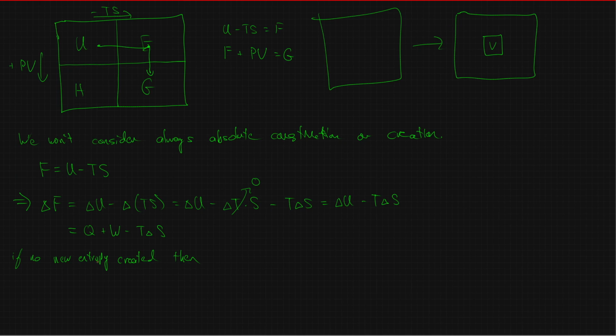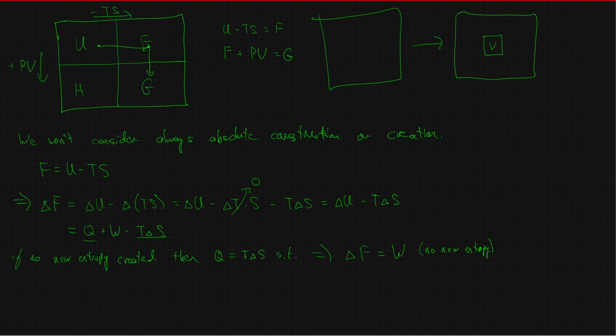So I was saying that if there's no new entropy created, then the second law tells us that we have the perfect equality, not the inequality, that Q is equal to T delta S. That's the best we could possibly do. And if that's the case, then obviously this term and this term cancel, and so we have that delta F is equal to the work done. So this is specifically no new entropy.